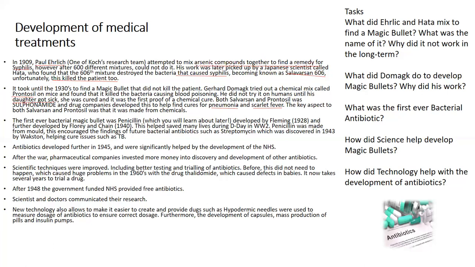Now, bacterial magic bullets, the first ever one of those was penicillin, which we will learn about later on in a lot more detail. And this was developed by Alexander Fleming, and then further developed by Florey and Chain in 1940. Now, penicillin is something that most people use then. It's a treatment that doctors tend to go to. And at the start, penicillin saved around 15% of people's lives on D-Day in World War II. Now, the key thing about penicillin was it was made from mold, which encouraged the findings of future bacterial antibiotics, such as streptomycin, which was discovered in 1943 by Waksman, which helped cure issues such as tuberculosis.